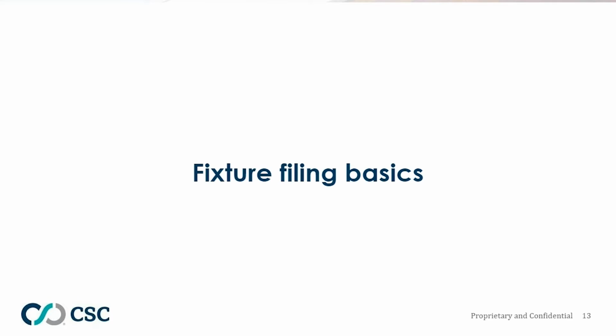So now I want to talk about fixture filing basics. In other words, what goes into a fixture filing, where it's filed, when it needs to be filed, things like the real property description and the like. When is it necessary to file a UCC fixture filing as opposed to a record of mortgage that is effective as a fixture filing, or filing at the state level on fixtures?